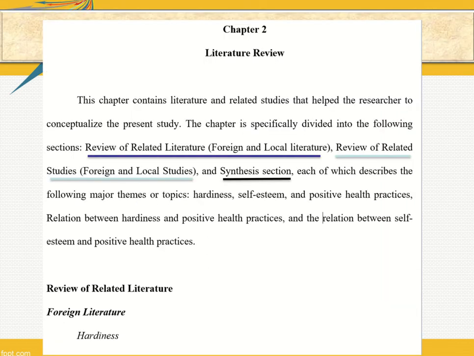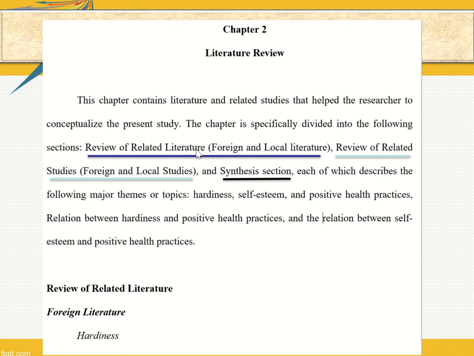Now, how do you now format your chapter 2? So, lagay dito chapter 2, literature review, tapos a short or an opening statement on how your chapter 2 is structured. And in this case, ito yung example natin. This chapter contains literature and related studies that help the researcher to conceptualize the present study. The chapter is specifically divided into the following sections.